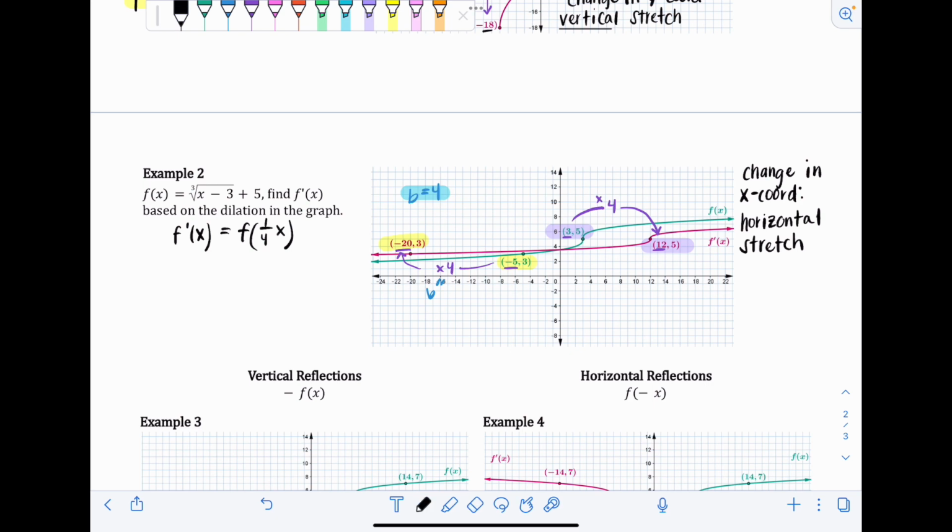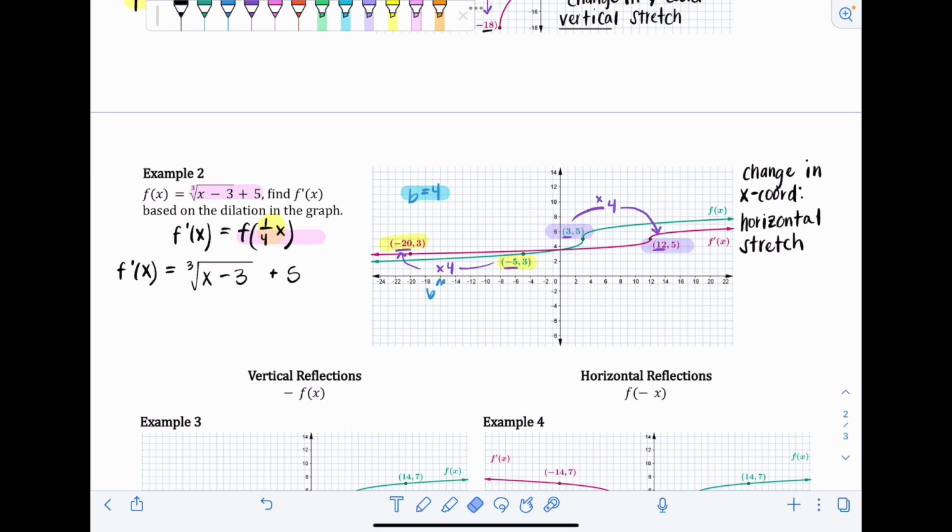And now what this means is that anywhere there's an x in the function, we're going to replace it with the 1/4 x. So I'm going to rewrite the original function right now, and then I'm going to end up erasing some of it. So if you wanted to wait till I finished, that would be okay too. So f prime of x, I'm going to take the f of x and put it right here. So cubed root of x minus 3 plus 5.